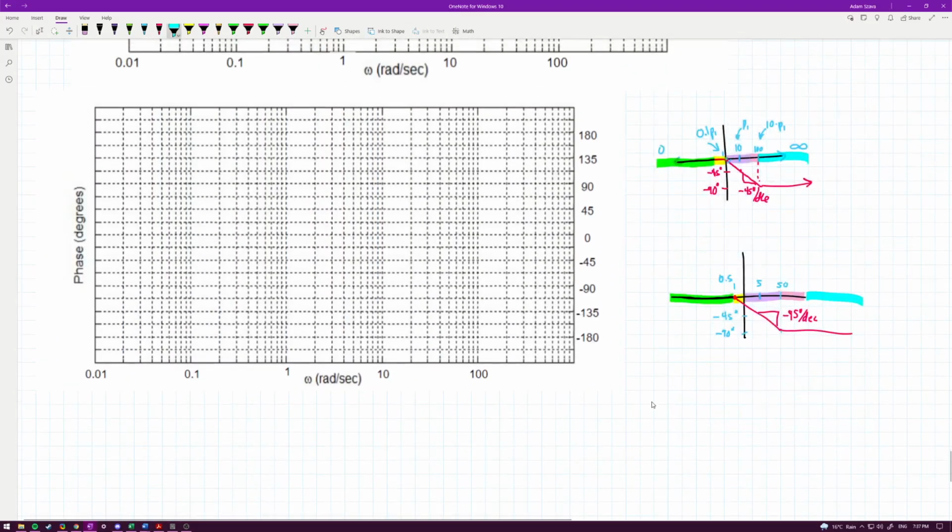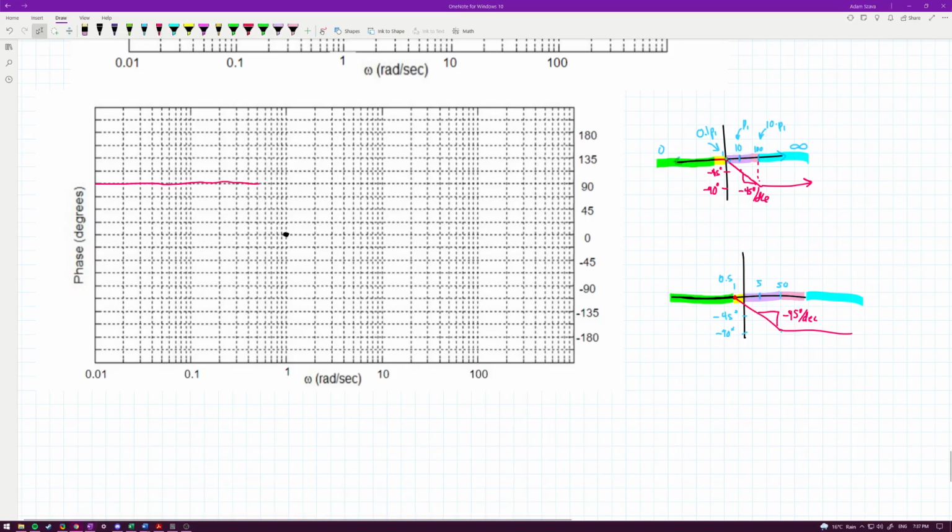Okay, so from the dot at the origin, from 0 to 0.5, no arguments, we have 90. That's it, just 90. So 90 is here to 0.5, right there. So there's the beginning of our phase plot.